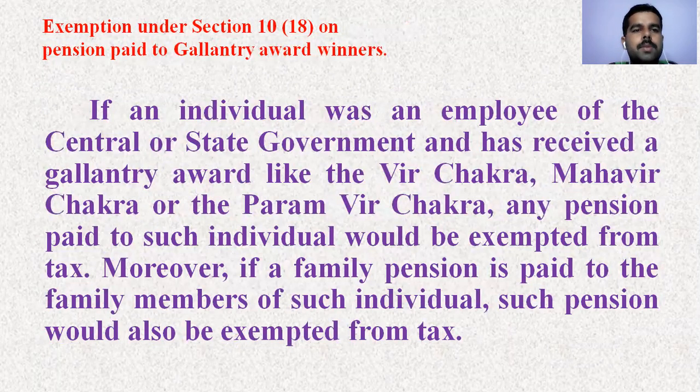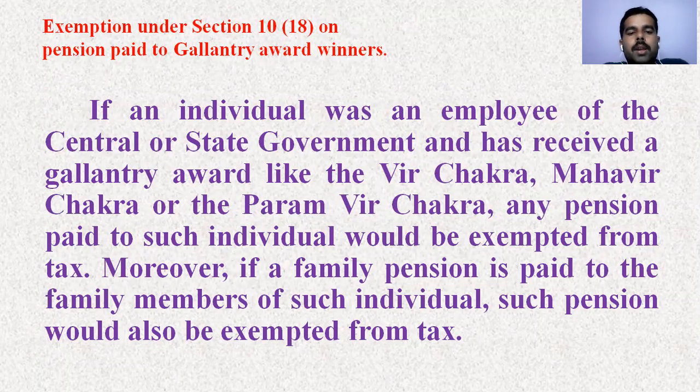The next one, exemption under Section 10(18) on pension paid to gallantry award winners. If an individual was an employee of the central or state government and has received a gallantry award like the Veer Chakra, Mahavir Chakra, or Param Vir Chakra, any pension paid to such individual would be exempted from tax. Moreover, if a family pension is paid to the family members of such individual, such pension would also be exempted from tax.